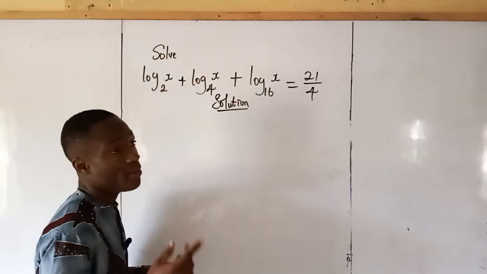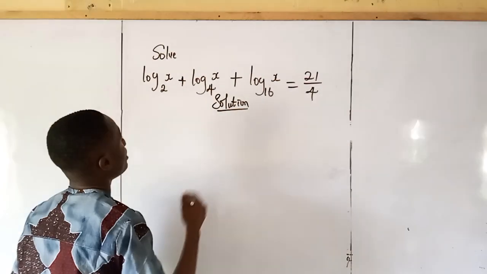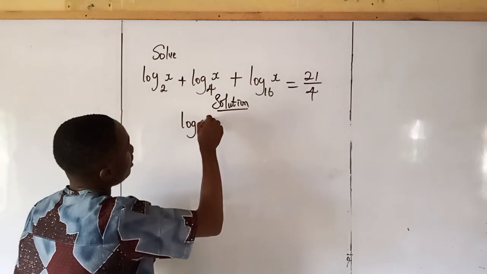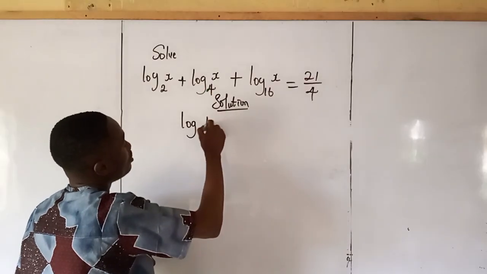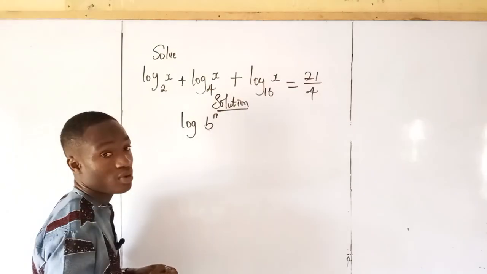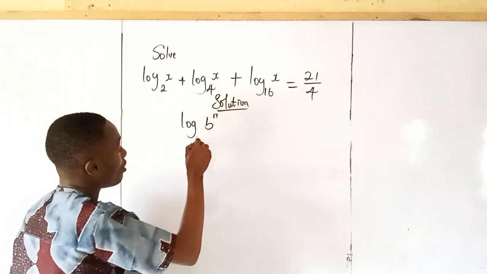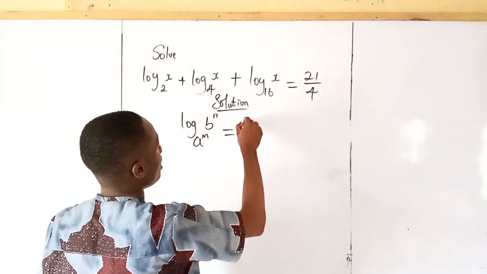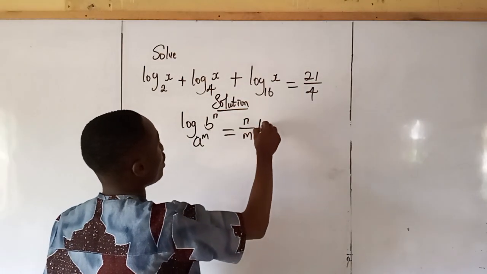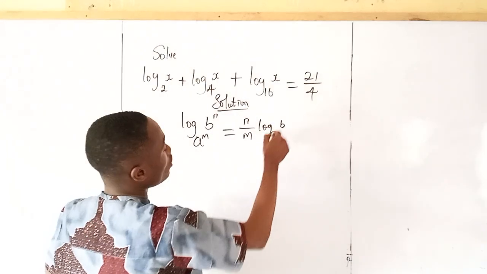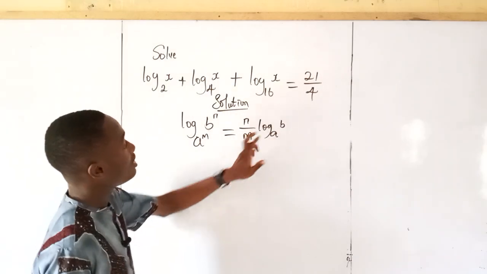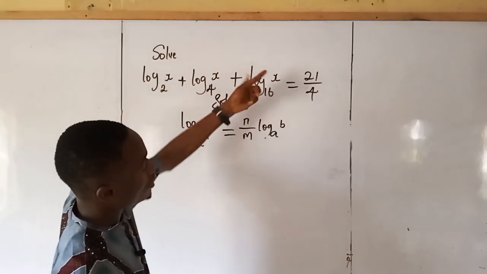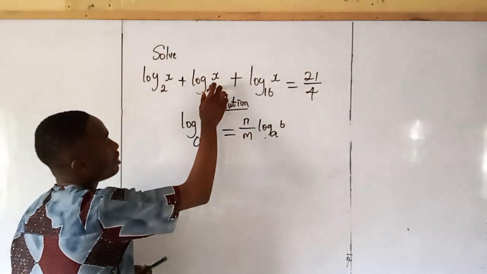Now, if you've been watching my videos, you can remember there's a law I gave: if I have log of b to the power of n, and a base that can be raised to a power such as a to the power of m, it can still be expressed as n over m times log of b to base a. So I'm going to be applying this here, because if you look very well, the base can be raised to a power. So I can apply this law here.